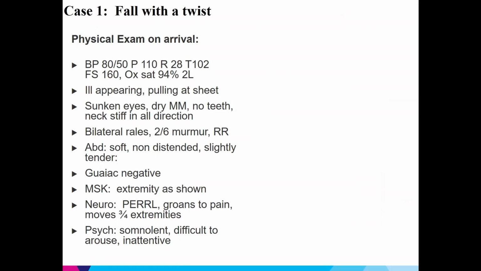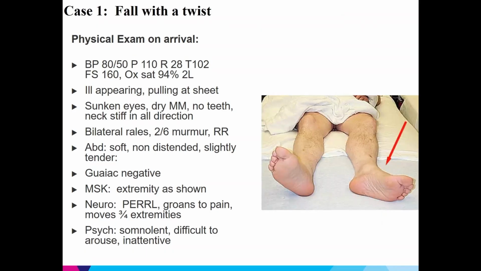His neck is stiff in all directions. On his chest and cardiac exam, we notice there's bilateral rales, and he has a 2 out of 6 holosystolic murmur. His abdomen is soft and non-tender. A fecal occult test is done, and he's guaiac negative. In terms of his musculoskeletal exam, as he's lying in the bed, you notice that his left lower extremity is shortened and externally rotated. He's groaning to pain. He's moving 3 out of the 4 extremities. He's somnolent, inattentive, and difficult to arouse.